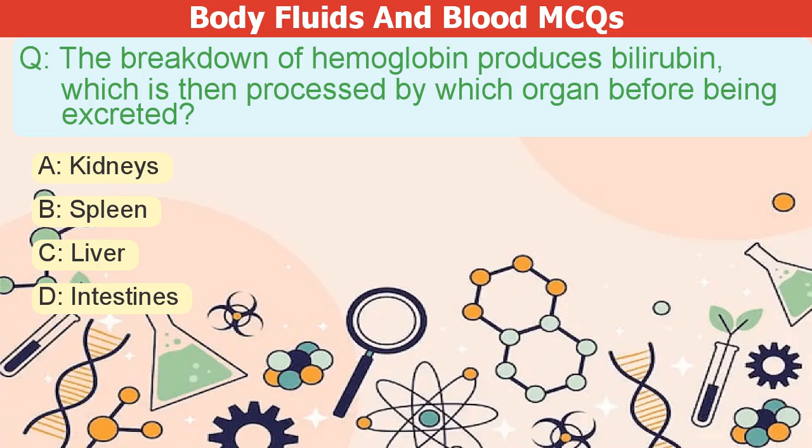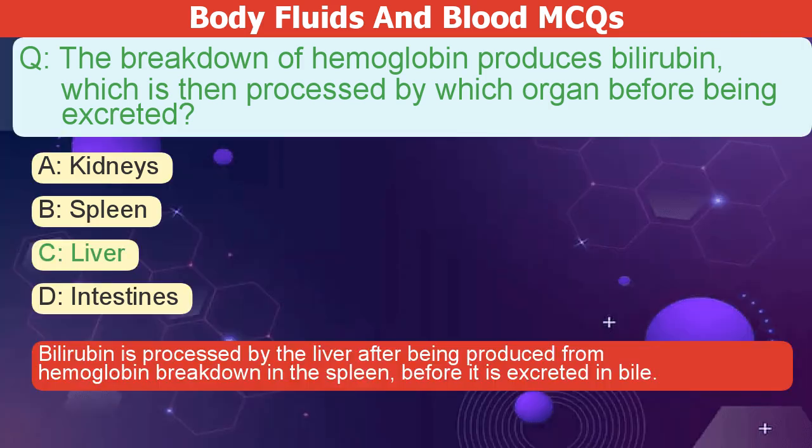The breakdown of hemoglobin produces bilirubin, which is then processed by which organ before being excreted? A. Kidneys. B. Spleen. C. Liver. D. Intestines. The correct answer is C. Bilirubin is processed by the liver after being produced from hemoglobin breakdown in the spleen, before it is excreted in bile.